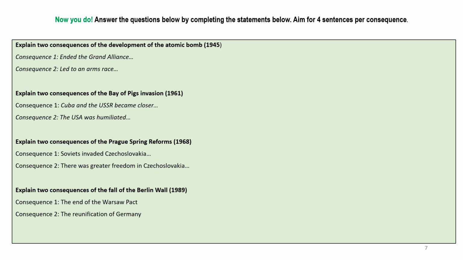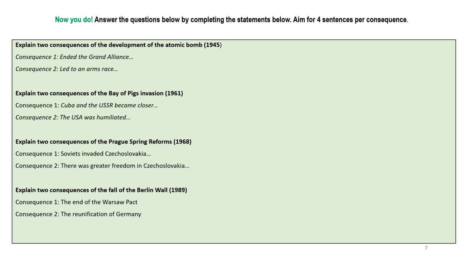The second consequence is that it led to an arms race. So what this is asking you to do is add details of the arms race that it led to. So think about the types of weapons that were developed, such as the hydrogen bomb, and when they were developed and who they were developed by. So have a go. Consequence 1 ended the Grand Alliance. Consequence 2 led to an arms race. Put your answers onto lined paper.